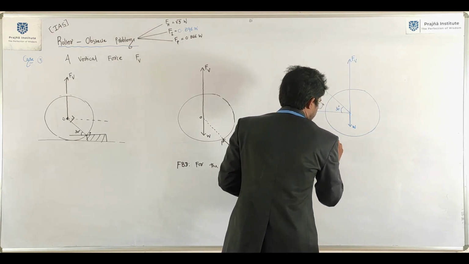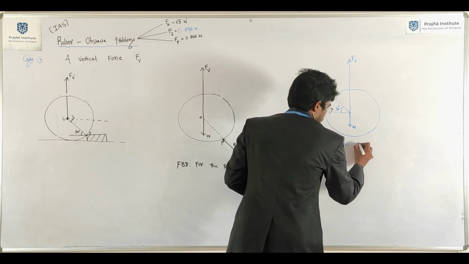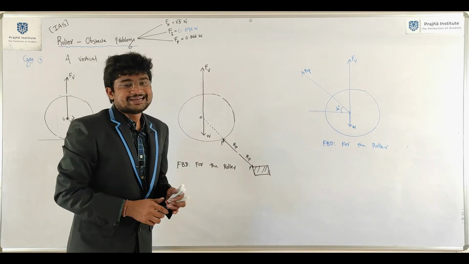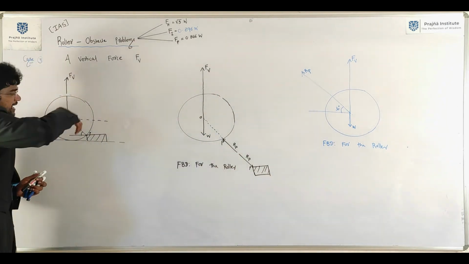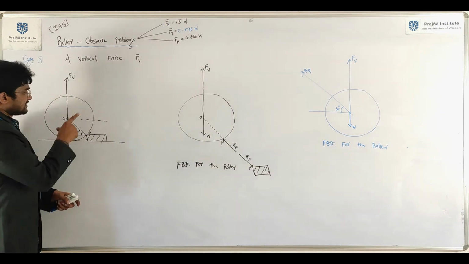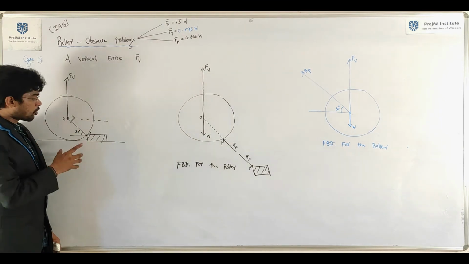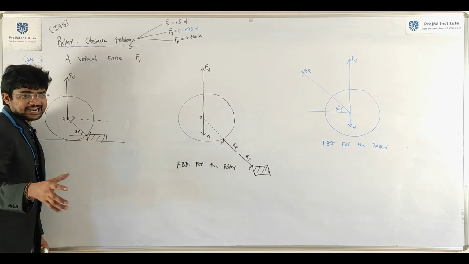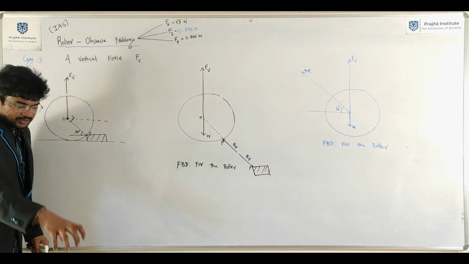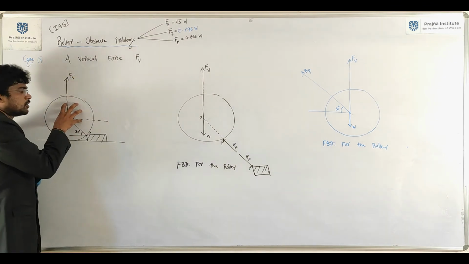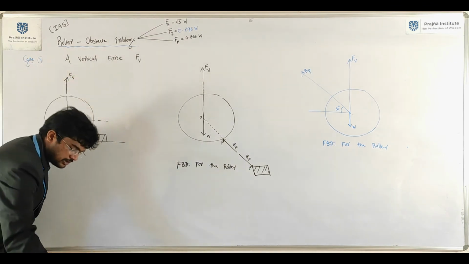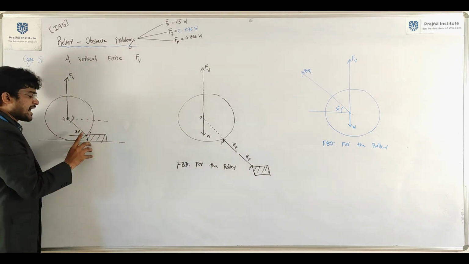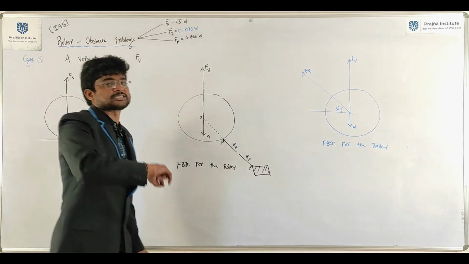So free body diagram for the roller. Okay? Now, it is common sense, once you apply a vertical force, the roller will not be in contact with the point P and this contact point. That is common sense, right? Once you apply a vertical force like this, total roller is in the air. That means reaction at this contact point P must be 0.